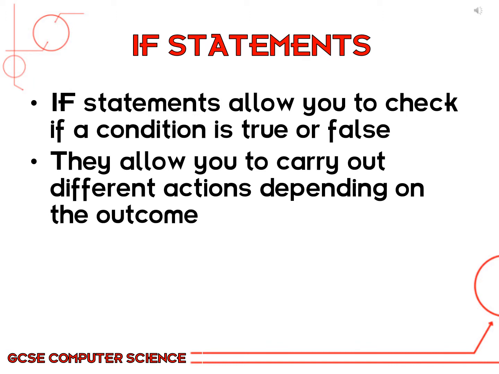The type of selection that you're most familiar with is going to be an if statement. So an if statement allows you to check if a condition is true or false. It also allows you to put other things in, like Boolean operators, so that you can combine multiple different conditions as well. So this means that depending on whether something is true or false, they're going to decide what the next line of code that gets carried out is.